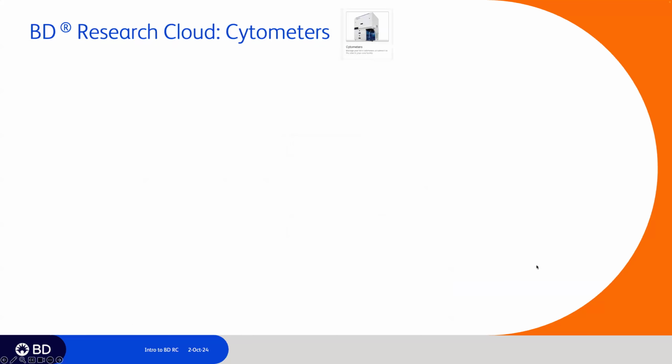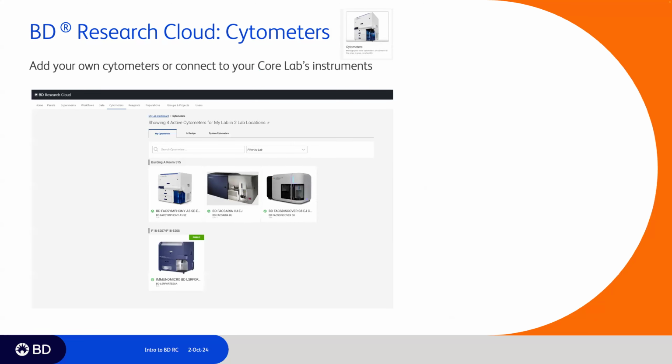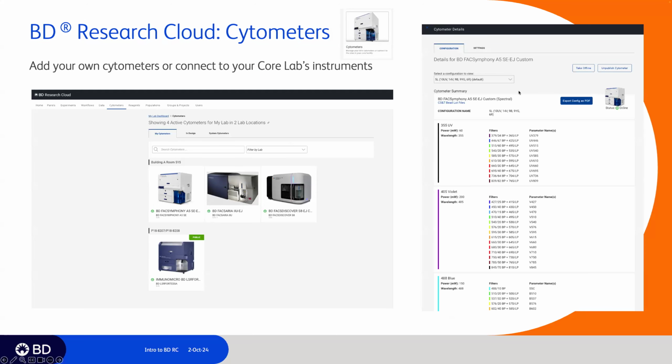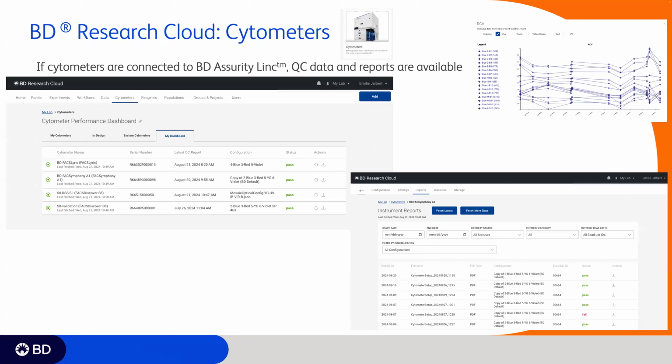All right, so if we go to the first section, cytometers. You can either add your own cytometer or connect to your core lab's instruments. And once you do connect to an instrument, you will have access to its configuration to design panels or to create FACSDiva experiments.